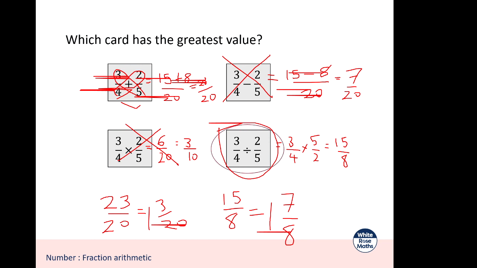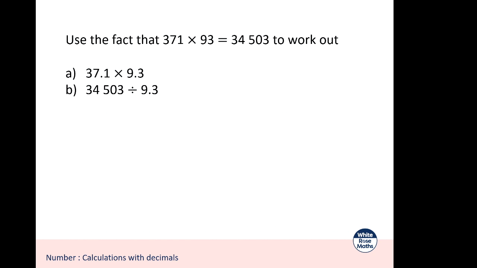Okay, looking at some place value work now. Use the fact that 371 times 93 makes 34,503 to work out 37.1 times 9.3. So I've divided this by 10 and this by 10.